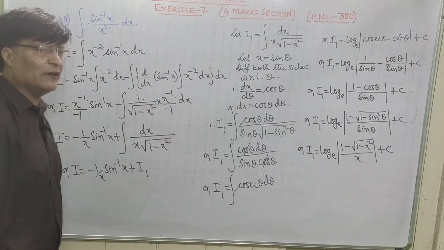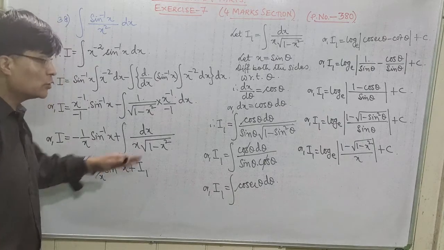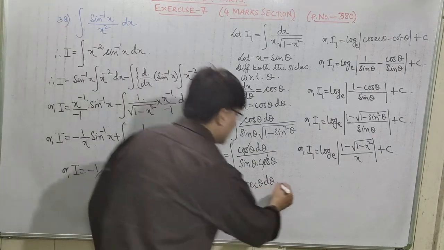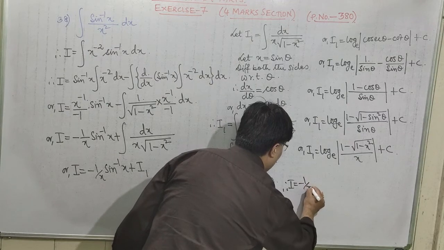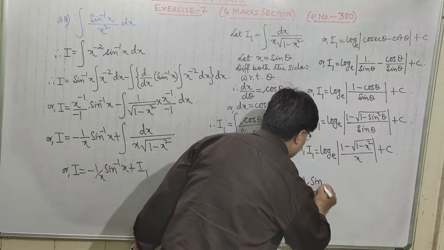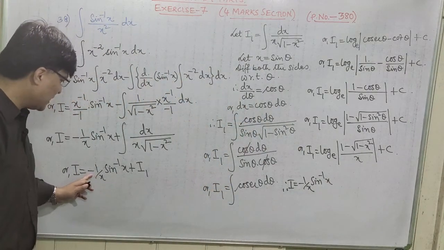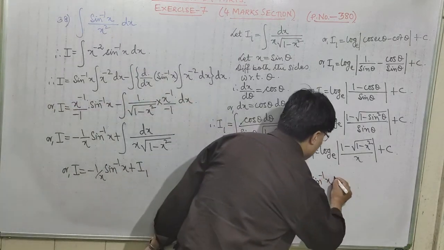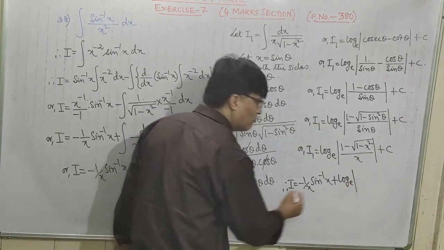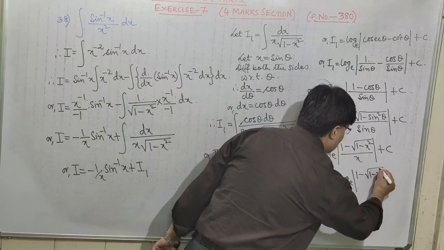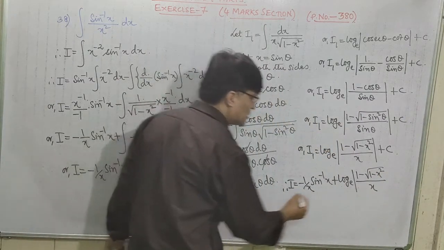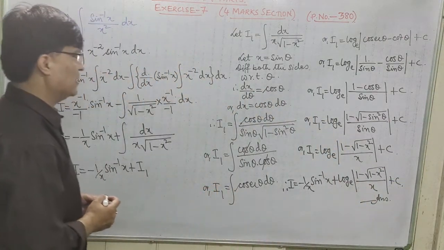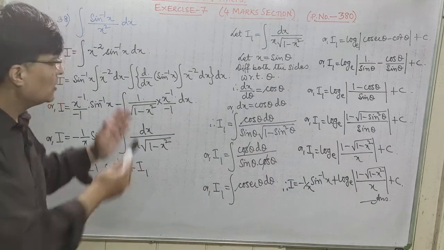Okay, but this is the value for only I1, but we have to get the value for I. So let us put this value for I1 in I. So what do we get? So I is equal to minus 1 upon x, then it is sine inverse x, right? So this is the first function, minus 1 upon x sine inverse x, plus, let us write down the value for I1. This is plus I1. So it is plus log base e within mod 1 minus root over 1 minus x squared, this whole divided by x, mod sign closed, plus c. So this is the final answer. So I think you have understood it, so you can copy it.